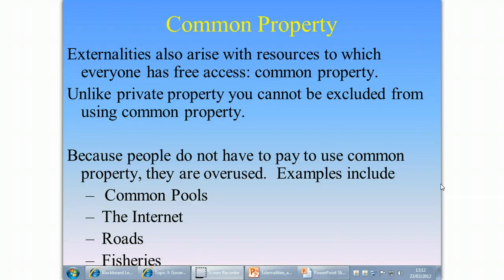Unlike private property, you cannot be excluded from using common property. Because people don't have to pay to use these, they are overused. So you can have common pools, the internet, roads, fisheries, etc., all of which have common or open ownership. They tend to be overused or abused, simply because nobody has the property right to protect them. If it's open for everybody to use, everybody will use it as much as they want without consequence for anybody else. And perhaps in some instances people might use it more quickly in case somebody else uses it.